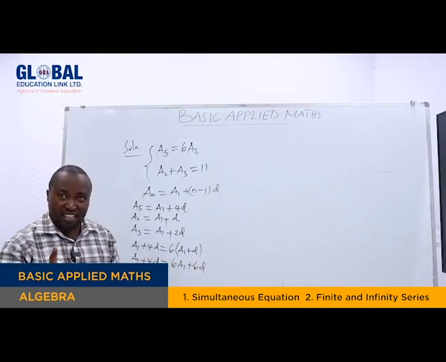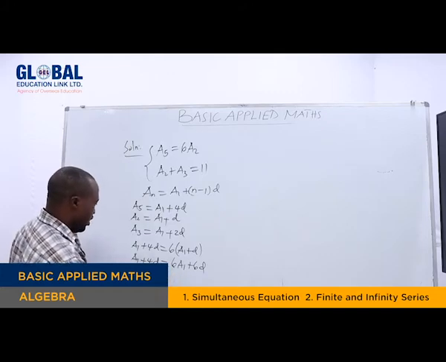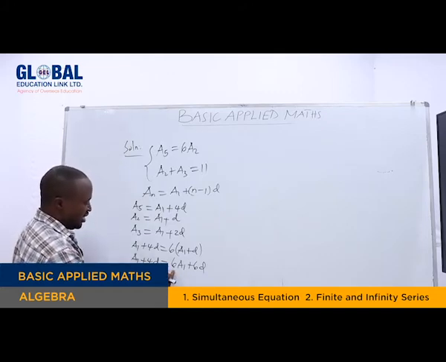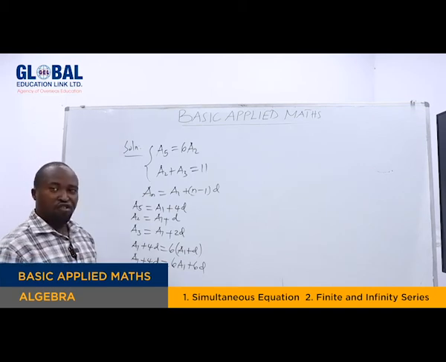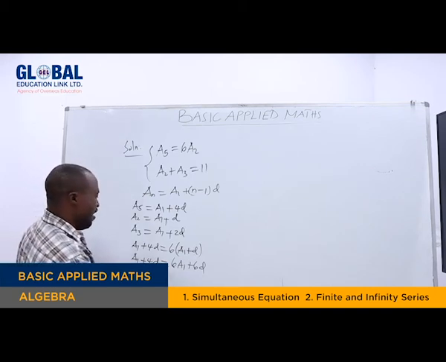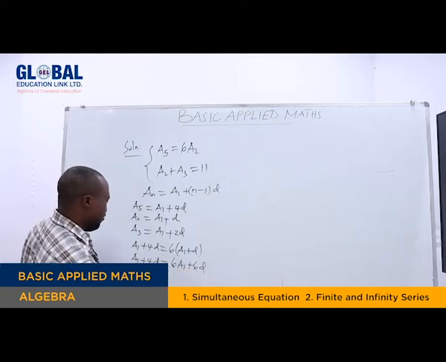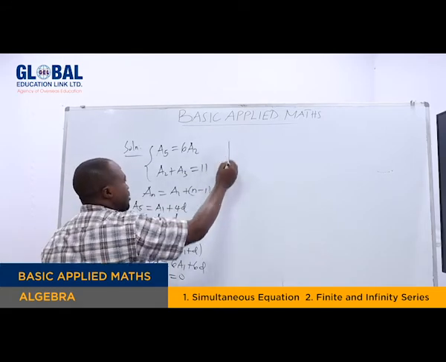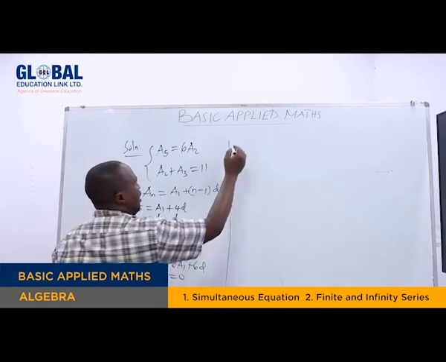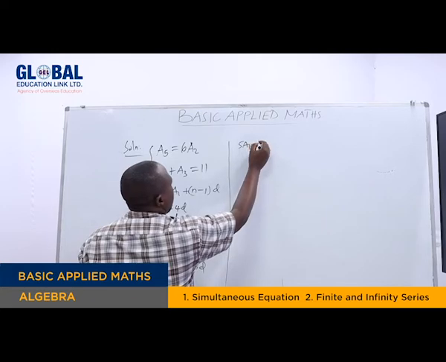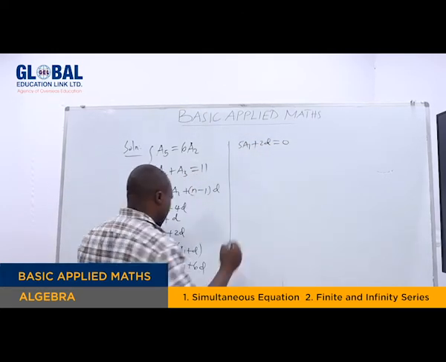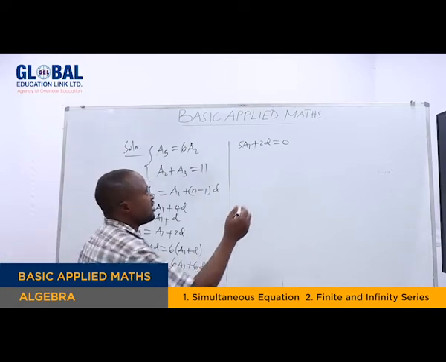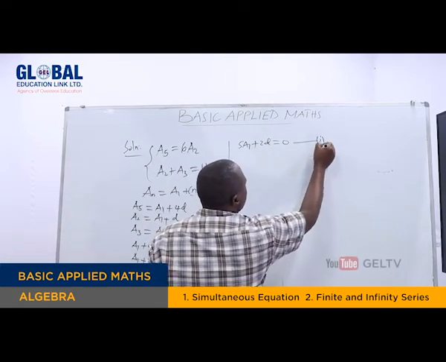So just collect like terms. For a1 it will be a1 minus 6a1, that is negative 5a1. For d, we have 4d minus 6d, that is negative 2d. This is equal to 0, or the equation can be written as 5a1 plus 2d is equal to 0. My dear student, call this equation 1. So this is equation 1.